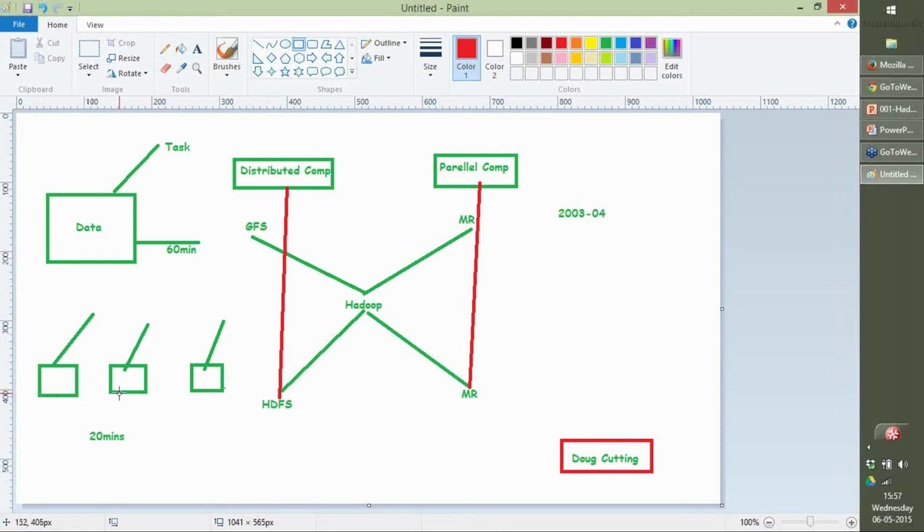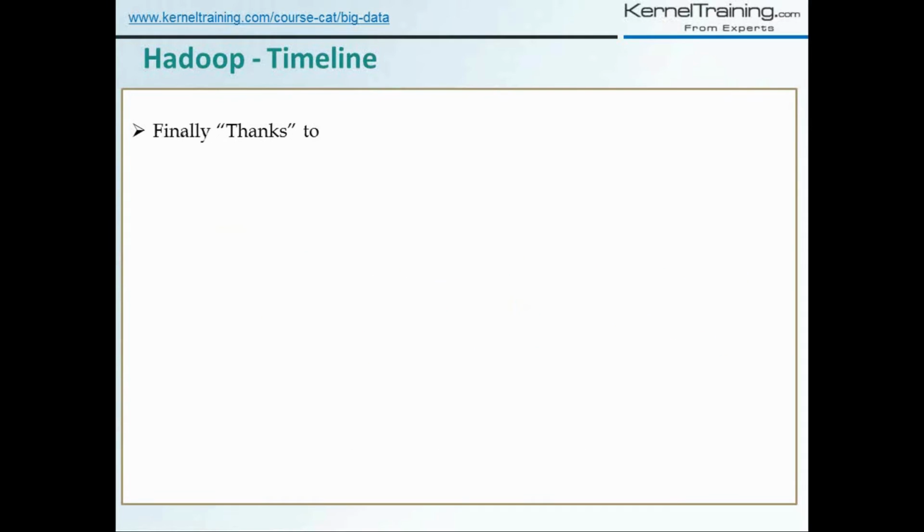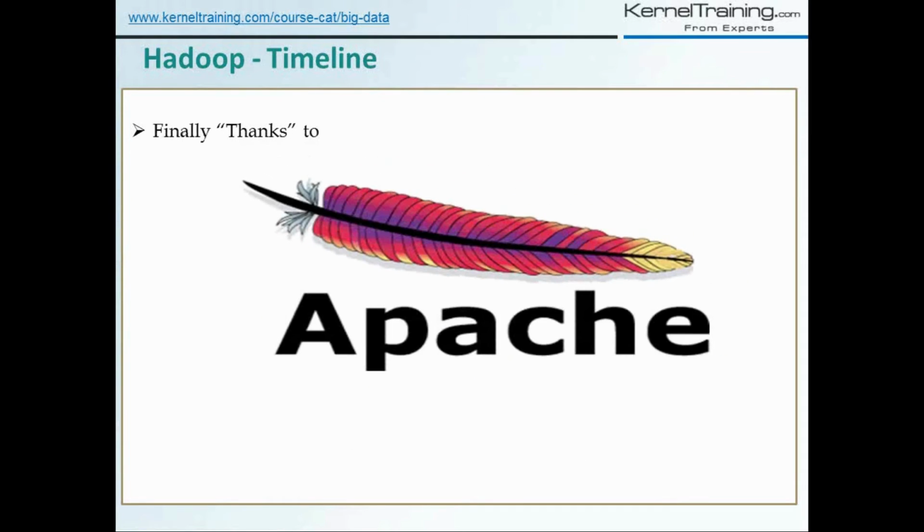If I cut my data into 60 pieces, I have to put the data pieces on 60 different machines. So I need a large amount of hardware. As an individual, I may not be able to afford it financially. That is why he went to Yahoo, and there he developed most of this product. But finally, they released it as an Apache product so that we are getting it for free. So this is the timeline of Hadoop.